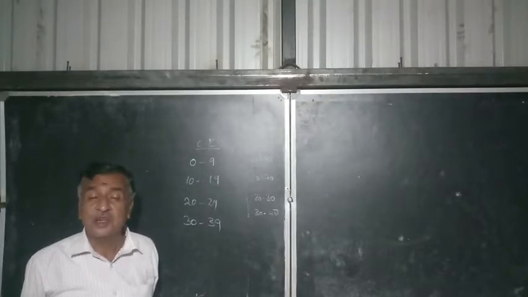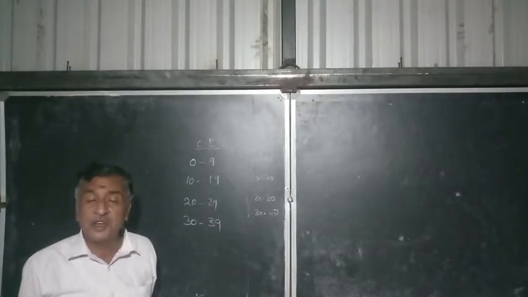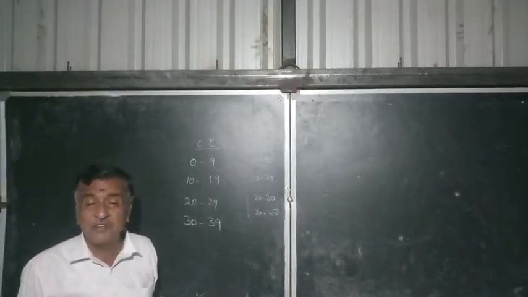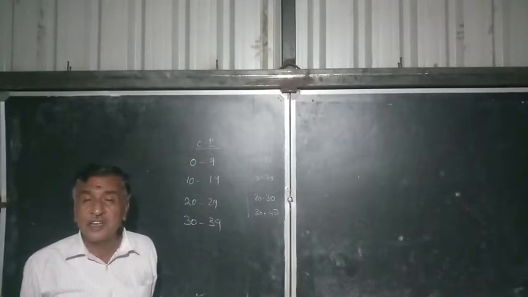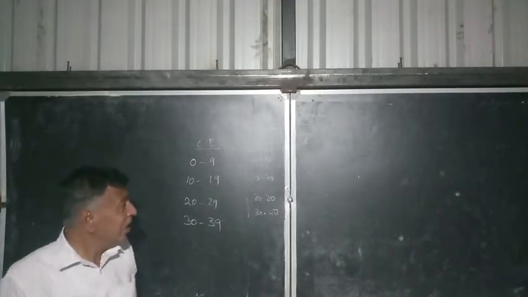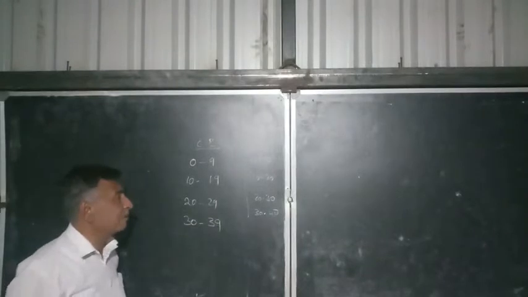In the inclusive series, both the lower limit and the upper limit will be included in the particular class itself. Both the lower limit and the upper limit are included in the same class. See a difference here.